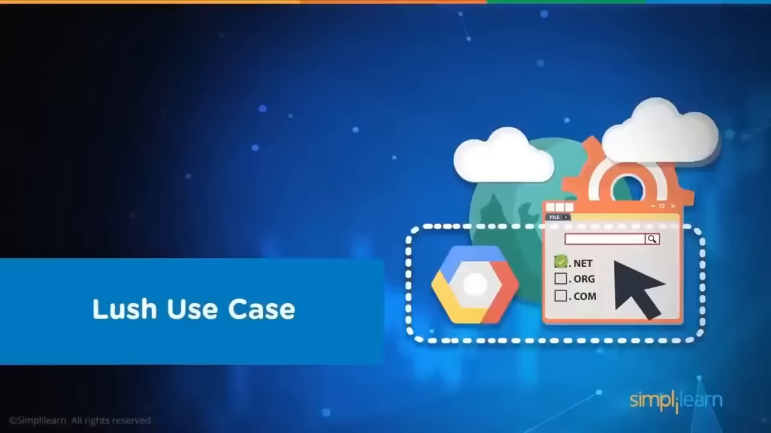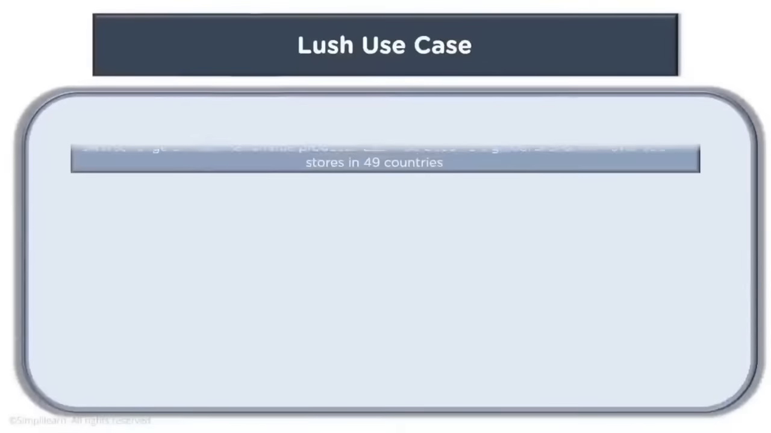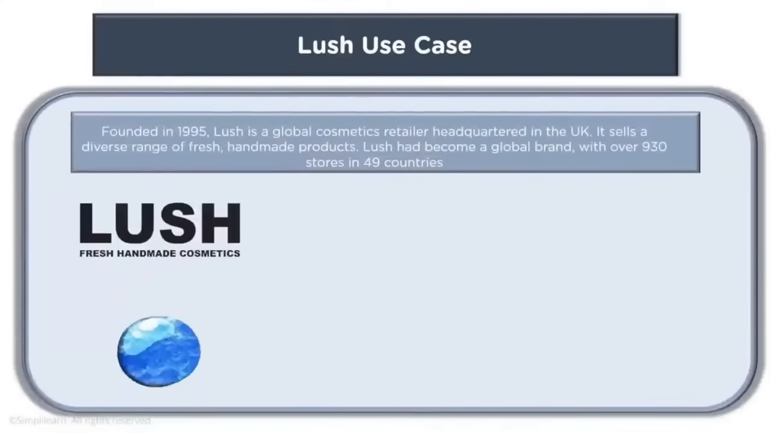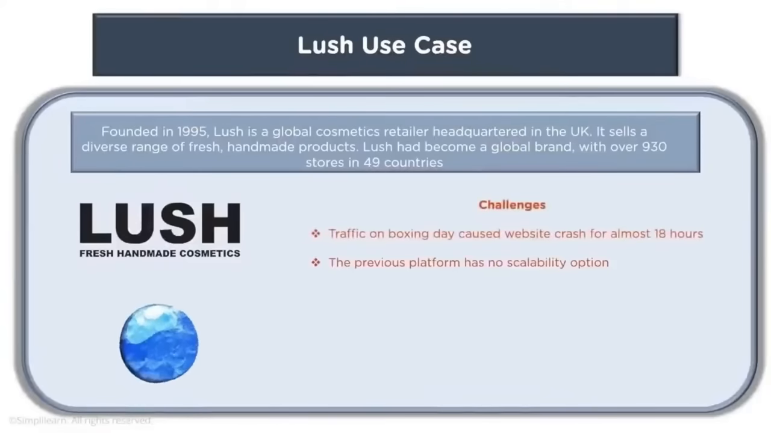Now, let's look at a use case and understand what happened here when we talk about Lush. So Lush was founded in 1995. You might have seen this brand somewhere in the streets. It is a global cosmetics retailer headquartered in the UK. It sells a diverse range of fresh, handmade products. Lush had become a global brand with over 930 stores in 49 countries. So the challenge which was faced here was that traffic on Boxing Day caused a website crash for almost 18 hours. And this is something which had a devastating effect on their business. The previous platform had no scalability option.